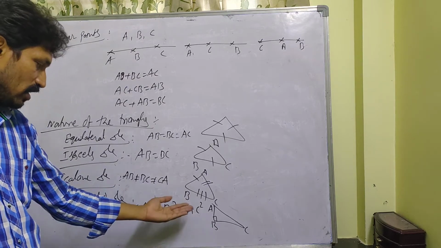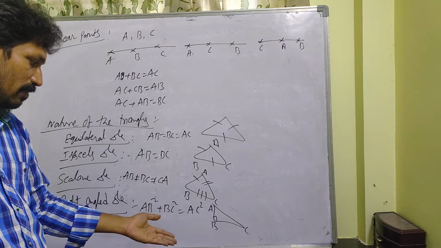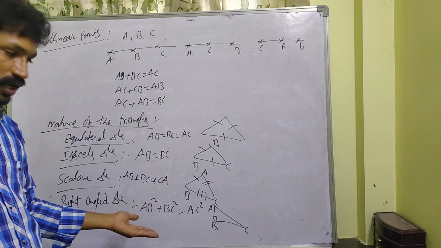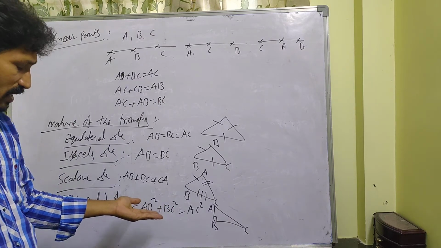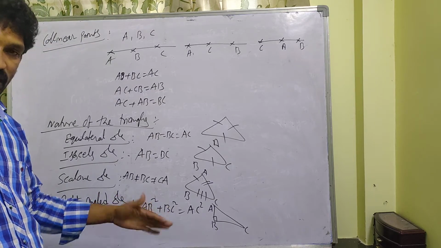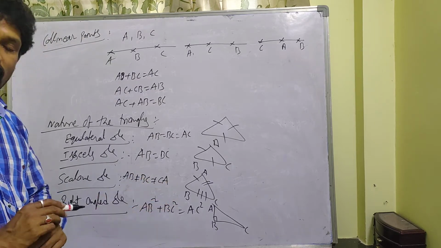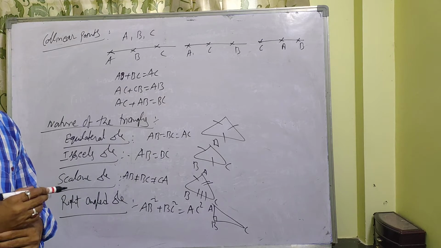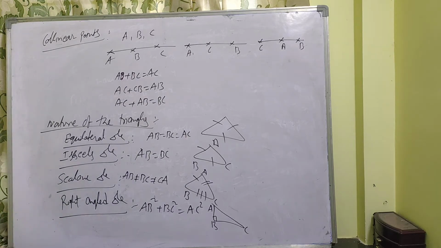So there are three possibilities. AB square plus BC square is equal to AC square, or AC square plus BC square is equal to AB square, or BC square plus AC square is equal to AB square. If any one of the three holds, then that is the right angle triangle, but the right angle vertices will be different. Okay, next one.